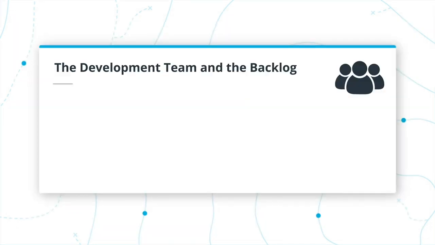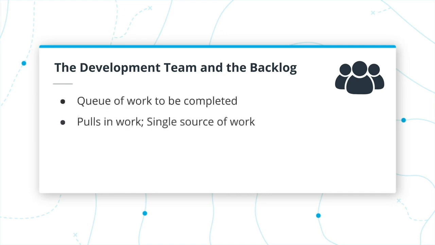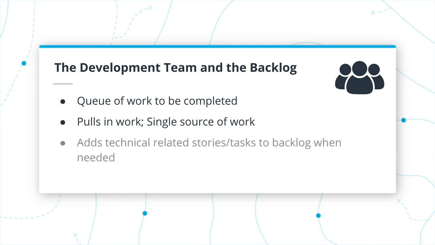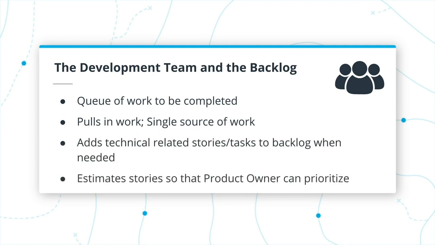Now let's talk about the development team and the backlog. The backlog is the single source of work for the team, not email or instant messages. Because it's the single source, it helps the team stay focused and ignore distractions. The team adds technical stories or components to stories in the backlog. The team estimates user stories in the backlog also. The product owner prioritizes them so that they know where to pull work from.